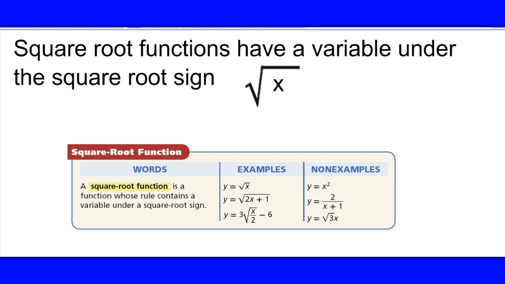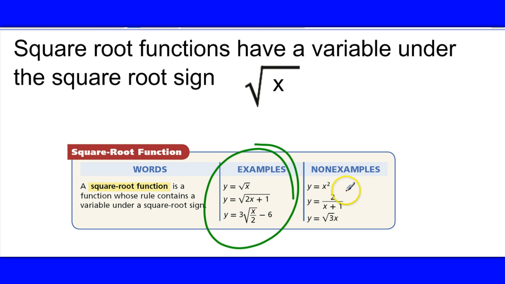So now on to our square root functions. A square root function is basically an equation that has a variable underneath the square root sign. Here are some examples of square root functions. You'll notice in this one it's just an x underneath there. Here we've got a 2x plus 1 underneath the radical sign. Here we have an x divided by 2 underneath the radical sign, times 3 in the front and a minus 6 in the back. The secret here is the variable underneath the radical sign.